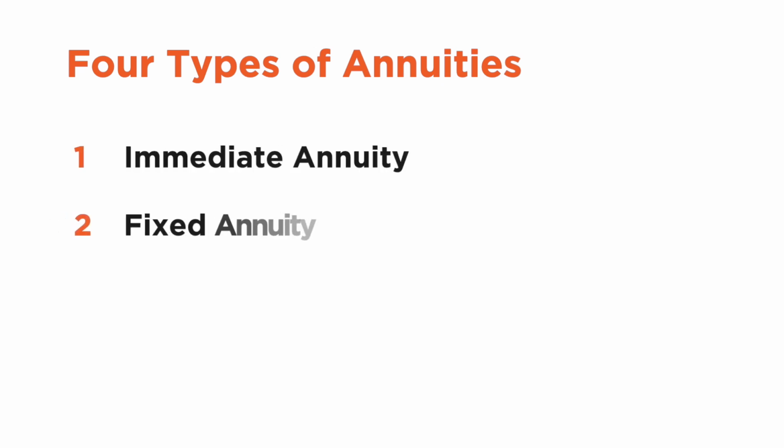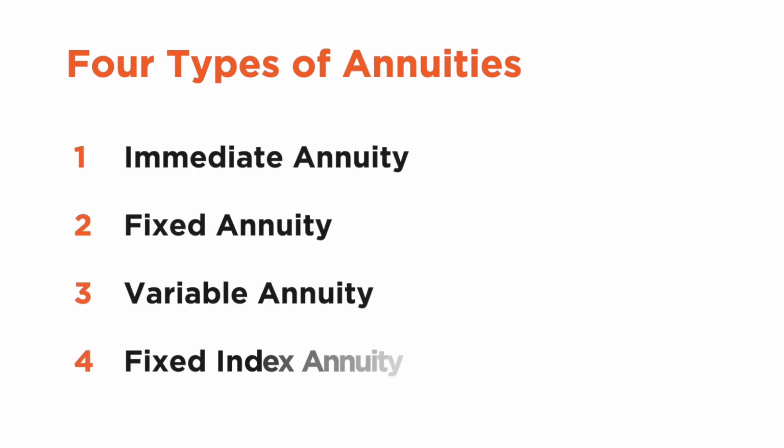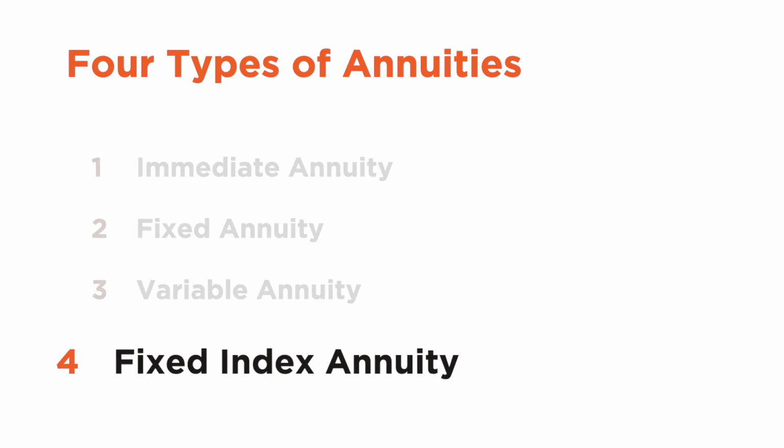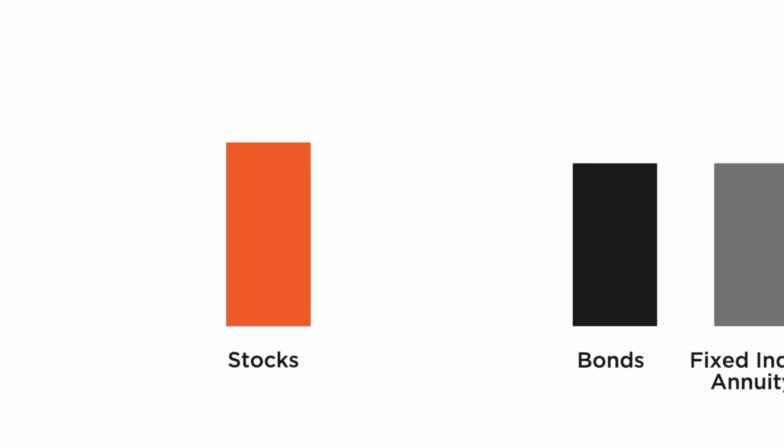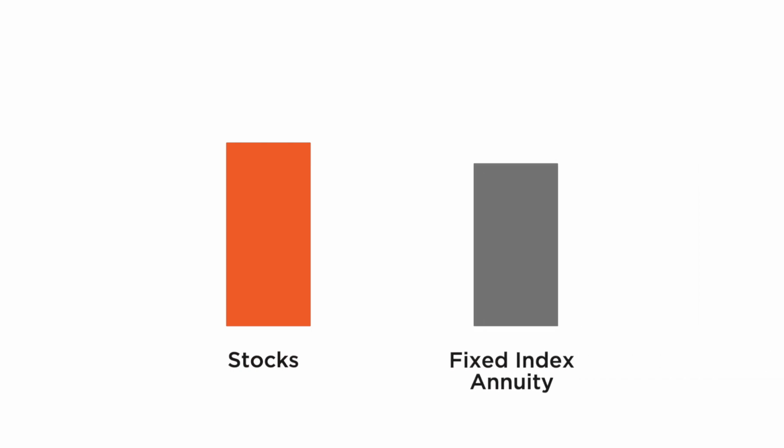In the world of financial planning, there are basically four types of annuities. In this video, we will look at the hybrid annuity called a fixed index. We utilize this strategy for many of our families who want to take the uncertainty out of their retirement strategies and to replace the bond position, which is no longer a safe harbor.